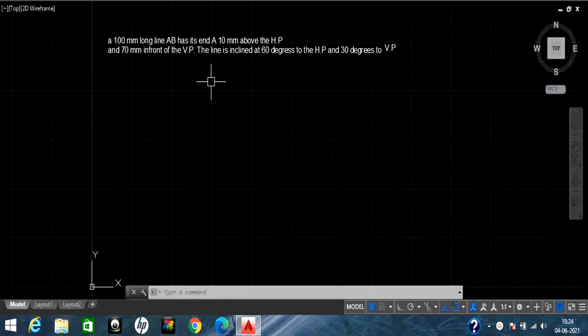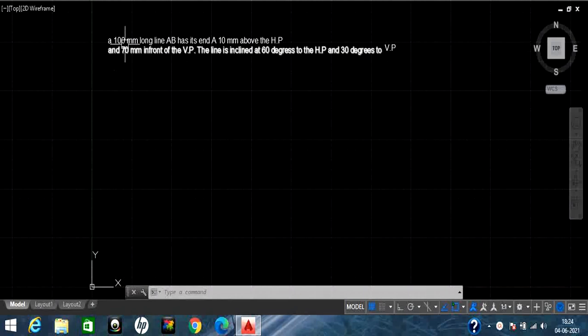This problem is related to a line inclined to both the reference planes. The condition is theta plus phi equal to 90. Theta means the true inclination with the HP, and phi means the true inclination with the VP. So read the question.